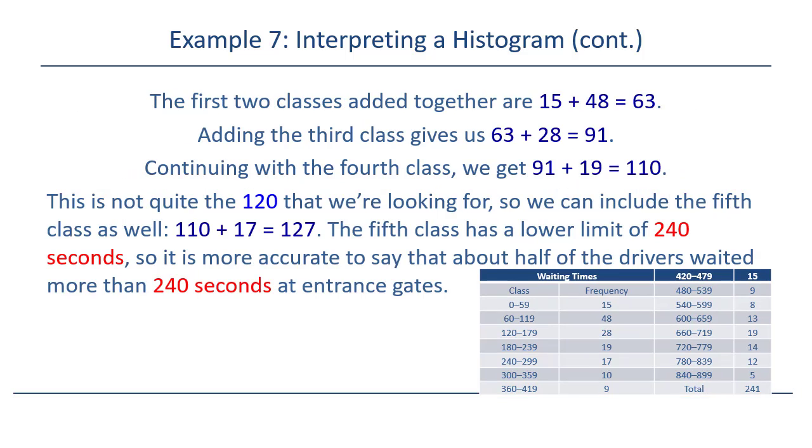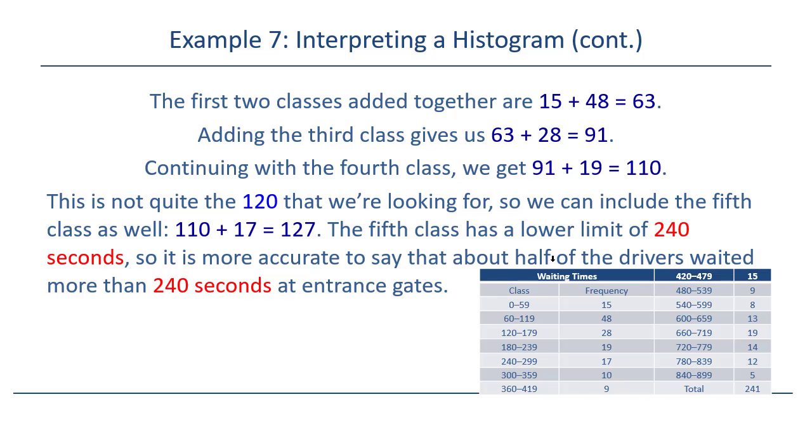If we add the first two classes together, we get 63. If we add in the third, we get 91. Continuing with the fourth, we get 110. Halfway is 120, right? So we're not quite there. So we include the fifth class, which gives us 17 more. That gets us to 127. So the fifth class has a lower limit of 240.